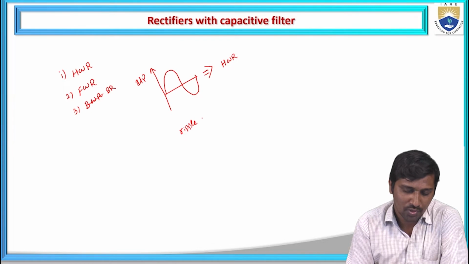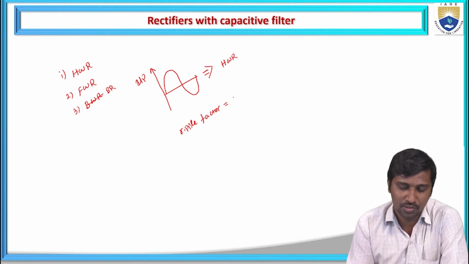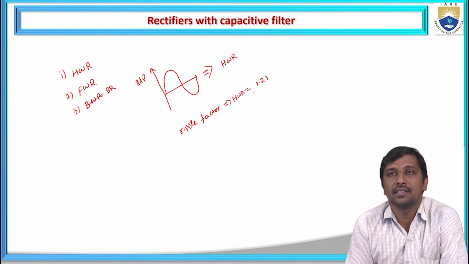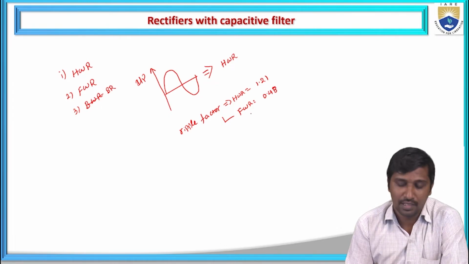This is the most important. The ripple factor is determined for all three rectifiers. In the half wave rectifier, the ripple factor is 1.21. In a full wave rectifier, the ripple factor is 0.48. In a bridge rectifier also, the ripple factor is 0.48.